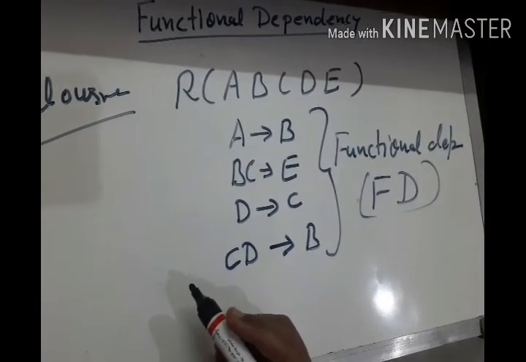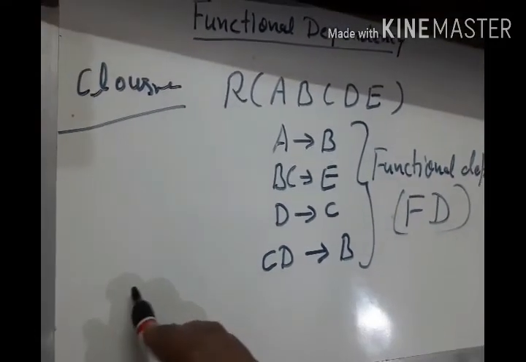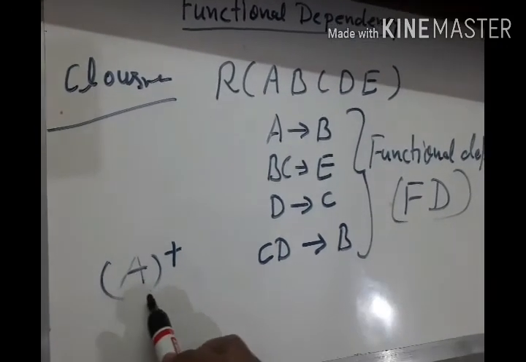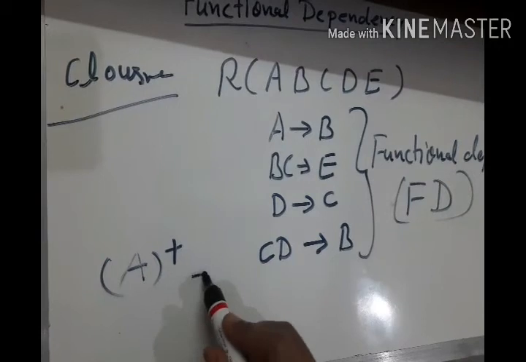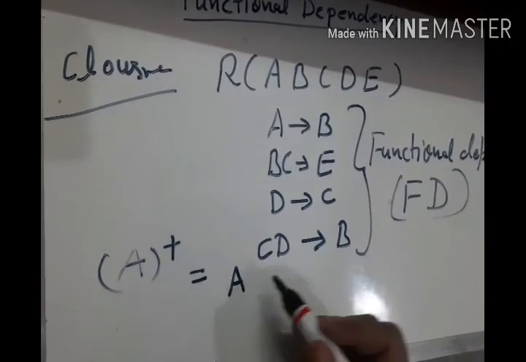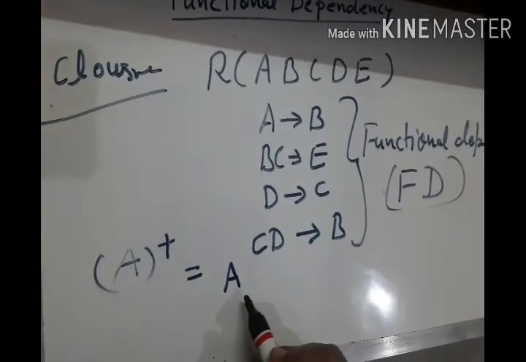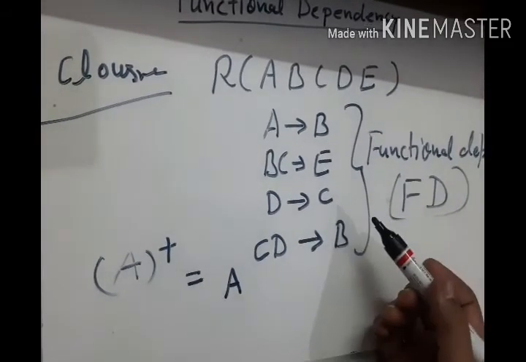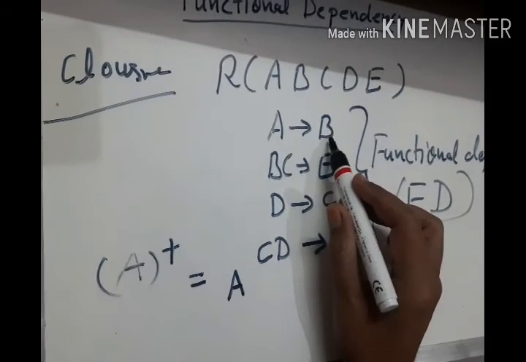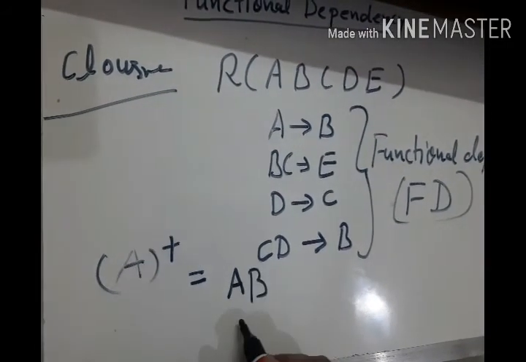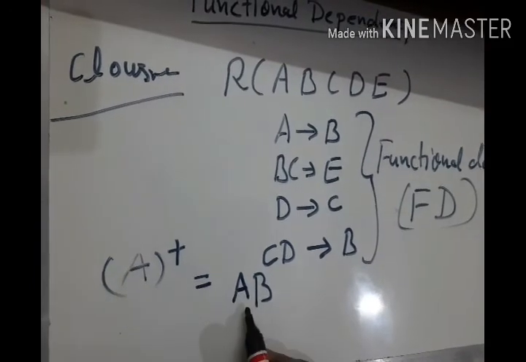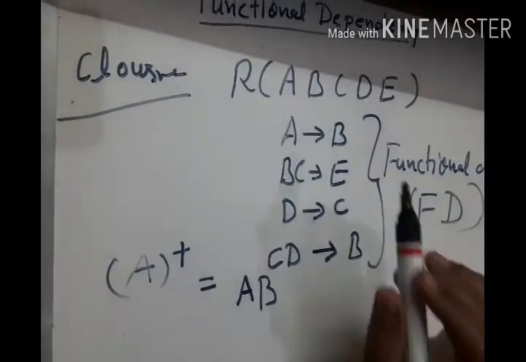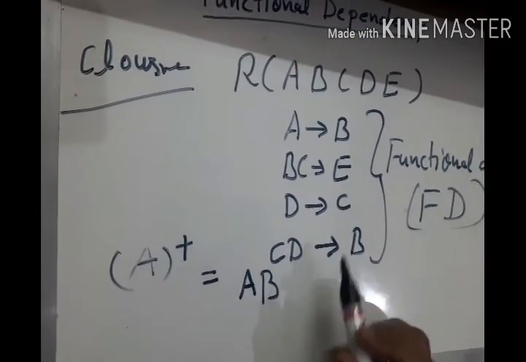So how do we find the closure? For example, I would like to find the closure of A. You write A plus, and then start from A itself, because we want the closure of A, so we first write A. Now what does A determine? What depends on A? B. You write B. The first stage is complete. We wrote A and whatever variables depend on A, we wrote here. Correct.